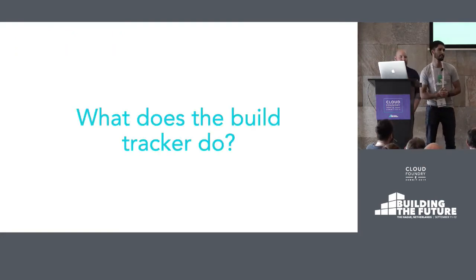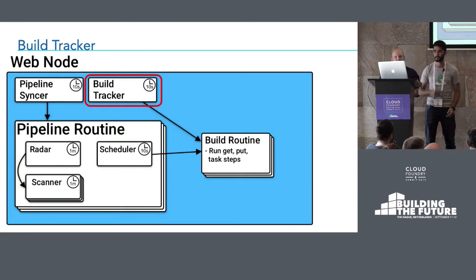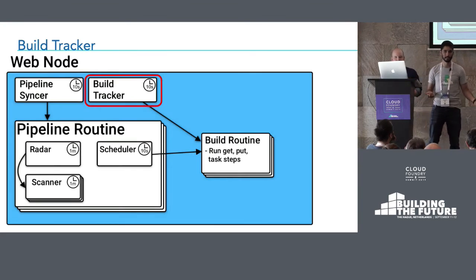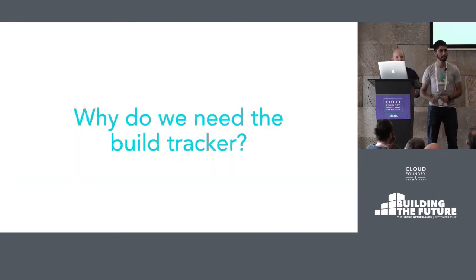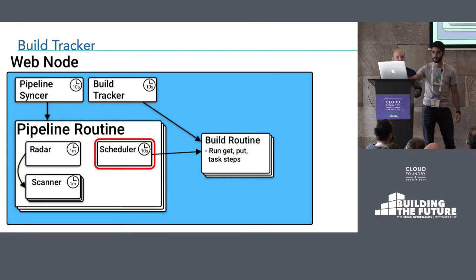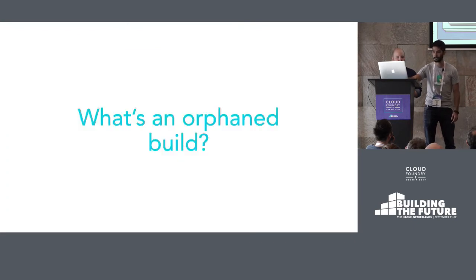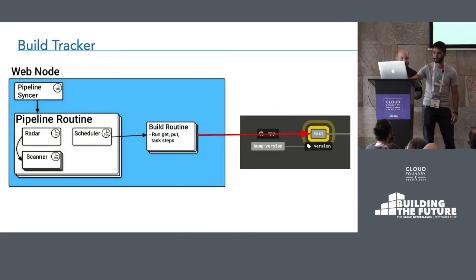So what does the build tracker do? The build tracker just starts build routines, just like the scheduler. So why do we need the build tracker if it's doing exactly what the scheduler does? The scheduler is already creating routines. And the reason we have the build tracker is so it can save any orphan builds.